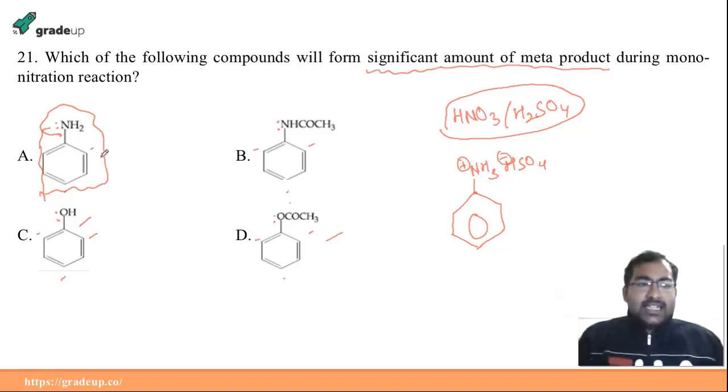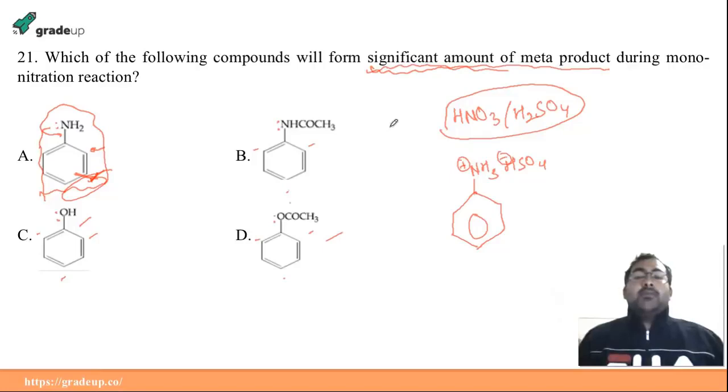So in this case, it's a highly deactivating group. The meta position starts becoming favorable, and is in fact more favorable than the ortho position. There is a competition between the meta and para positions, but the meta position is significantly favorable in the case of this compound. So the correct option for this question is A.